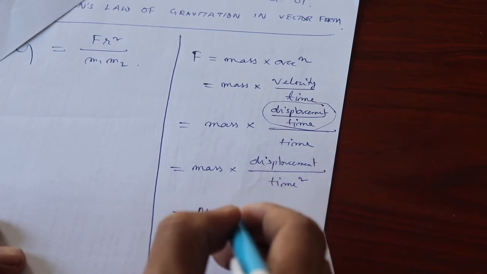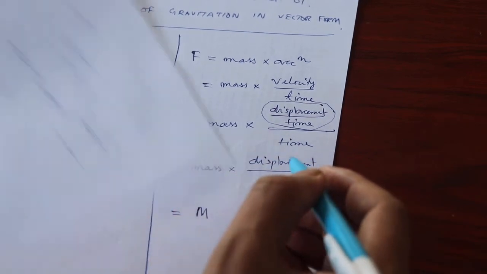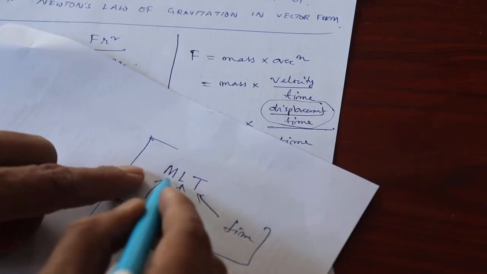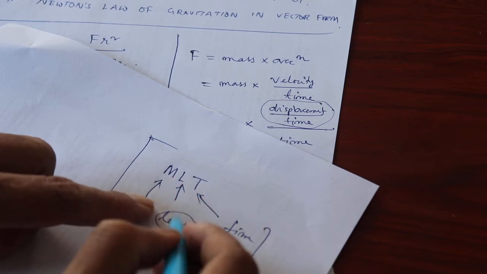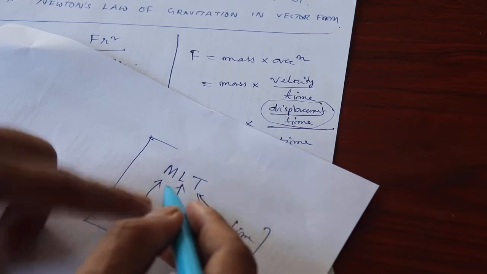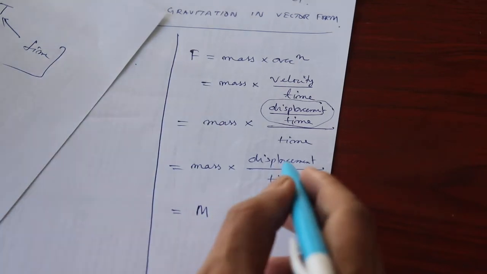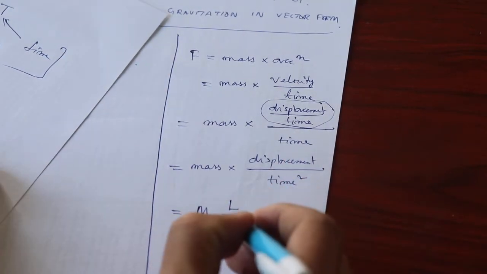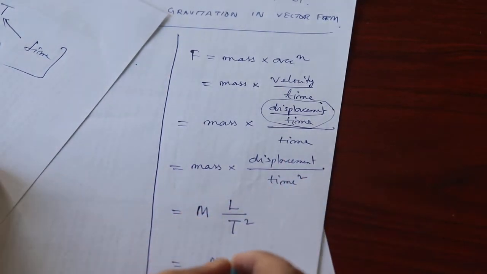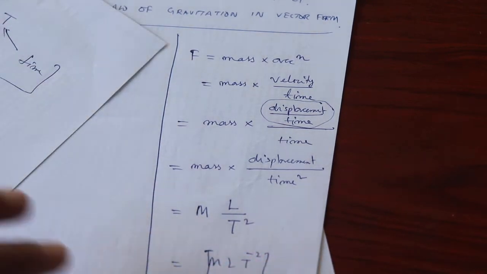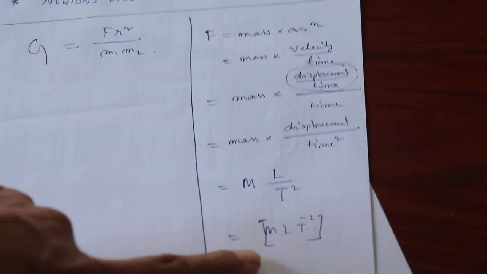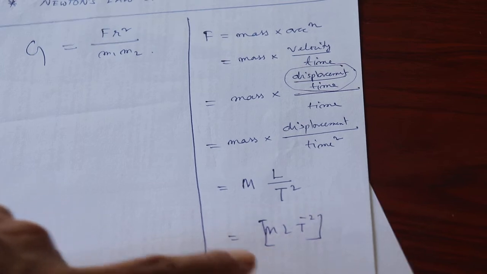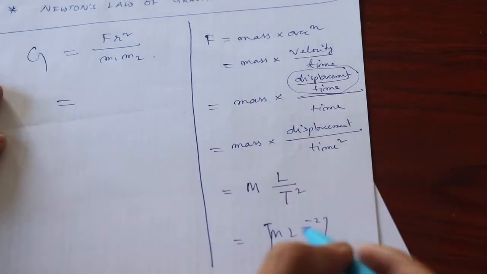So write this. Mass I write as M. Okay. Displacement, as I just said right now, L is similar to displacement, okay? So instead of the displacement, I'm going to write L here. Time is what? T square. So you have this M L T minus 2. This is the dimensional formula of what? Force. This is the dimensional formula of force. So dimensionally, force can be written as M L T minus 2. Okay, don't forget it.